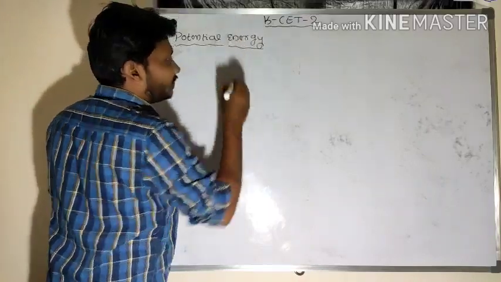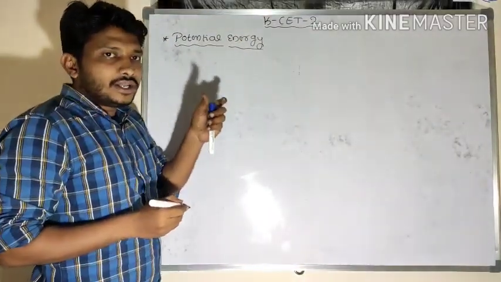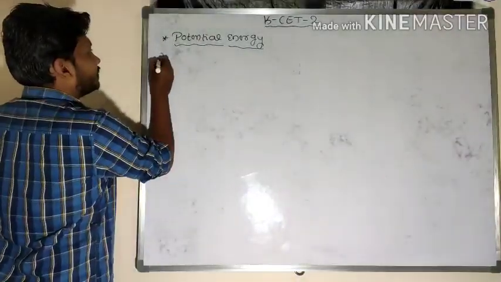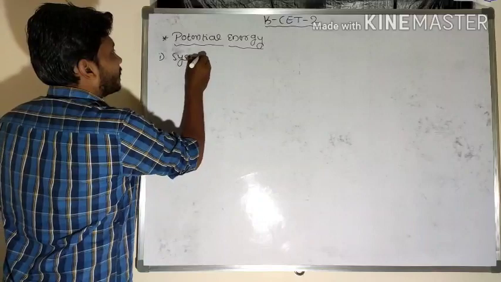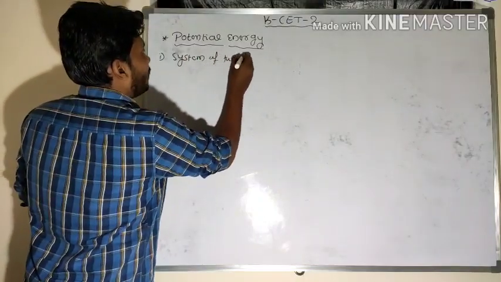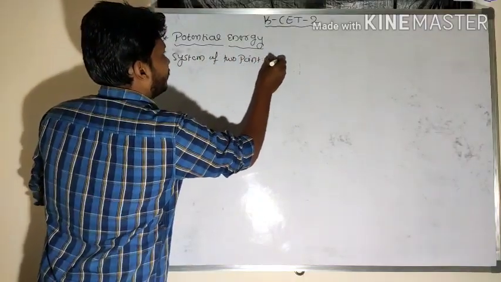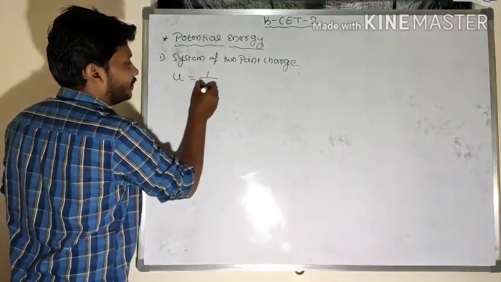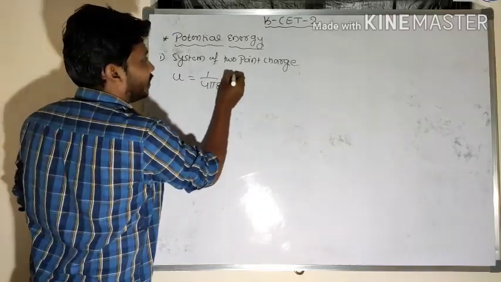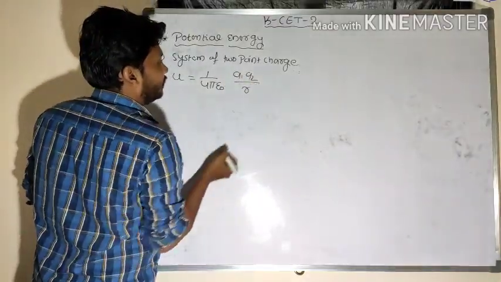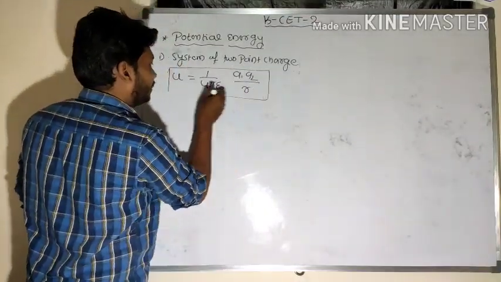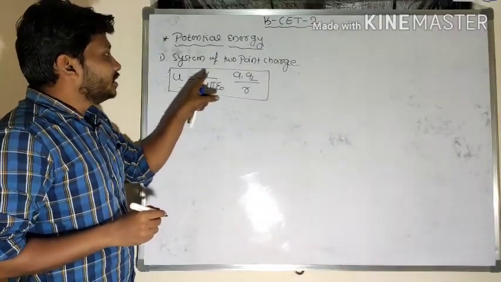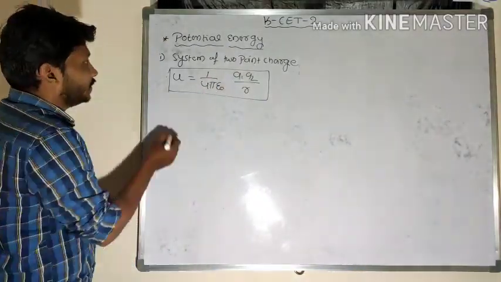For example, I will consider two charges. What is the equation for potential energy of a system of 2-point charges? U is equal to 1 by 4 pi epsilon naught, q1 into q2 divided by R.